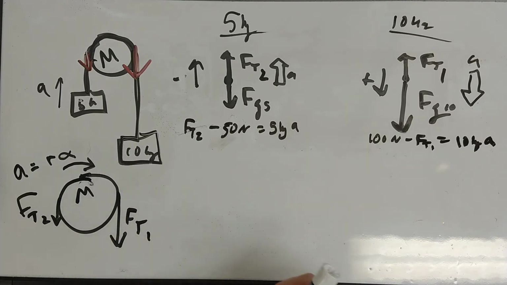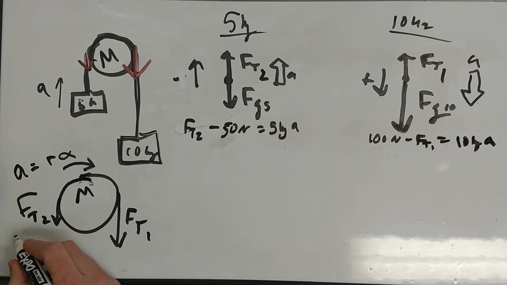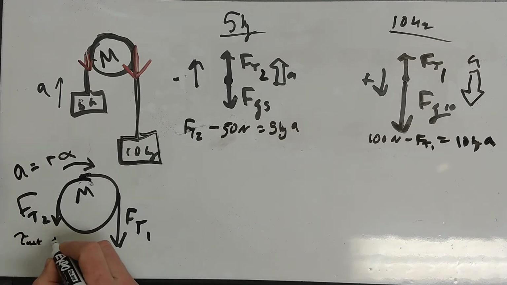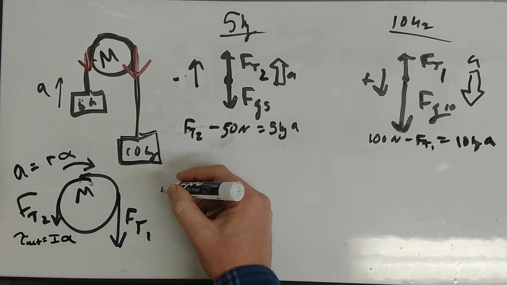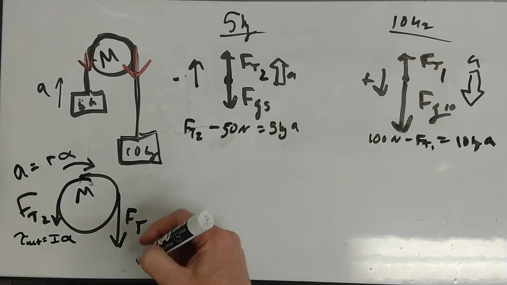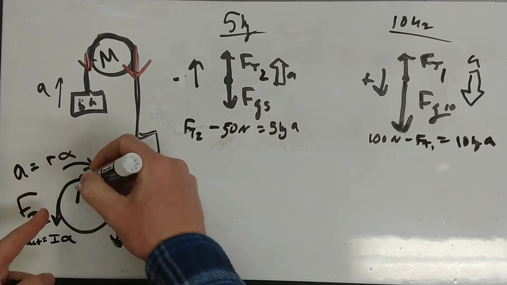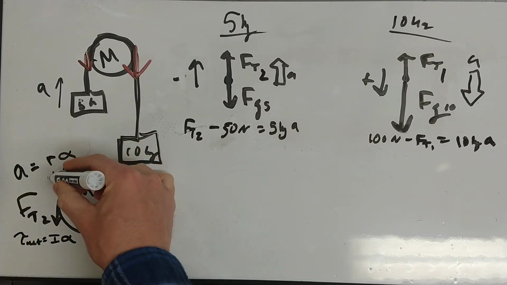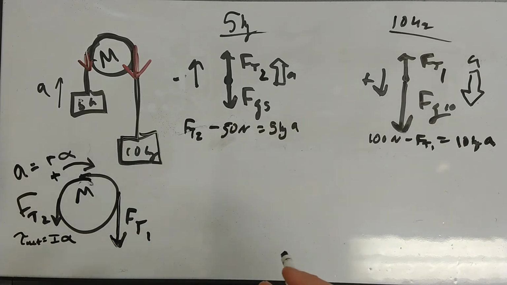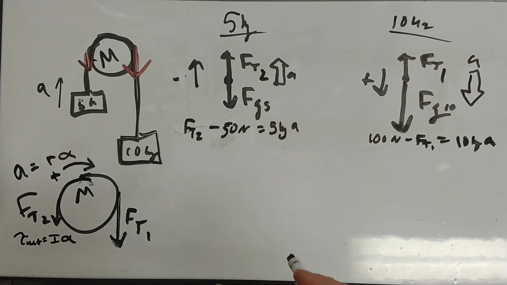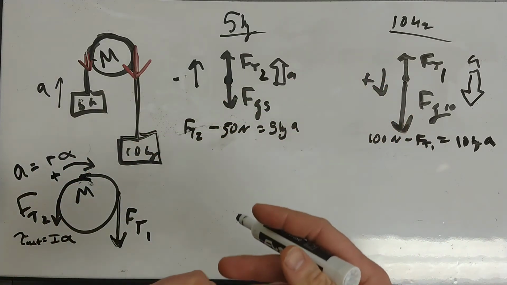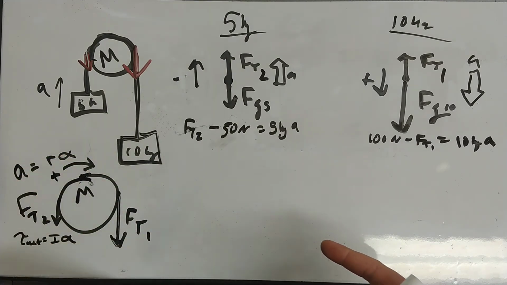Now for this one here, maybe I should move it up a little bit, but I'll try to squeeze it in down here. We have to do torque net equals I alpha. So what does that look like? Torque net: I have this force trying to rotate it in what I'm calling the positive rotational direction. Yes, clockwise is usually negative and counterclockwise is usually positive. However, it's a coordinate system, so you can set it any way you want. I'm going to make this way the positive direction.